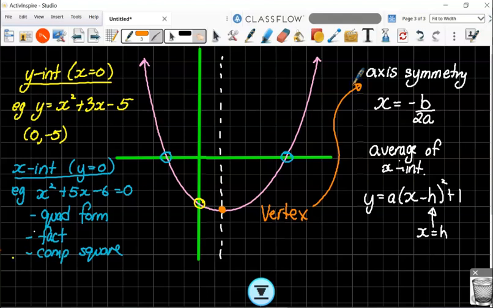So everything here that we did to find the axis of symmetry, this is basically giving me the x value of my vertex, isn't it? So if I have my x value, how do I find my y value? Sub it back in. So we're going to do all of this in a minute.